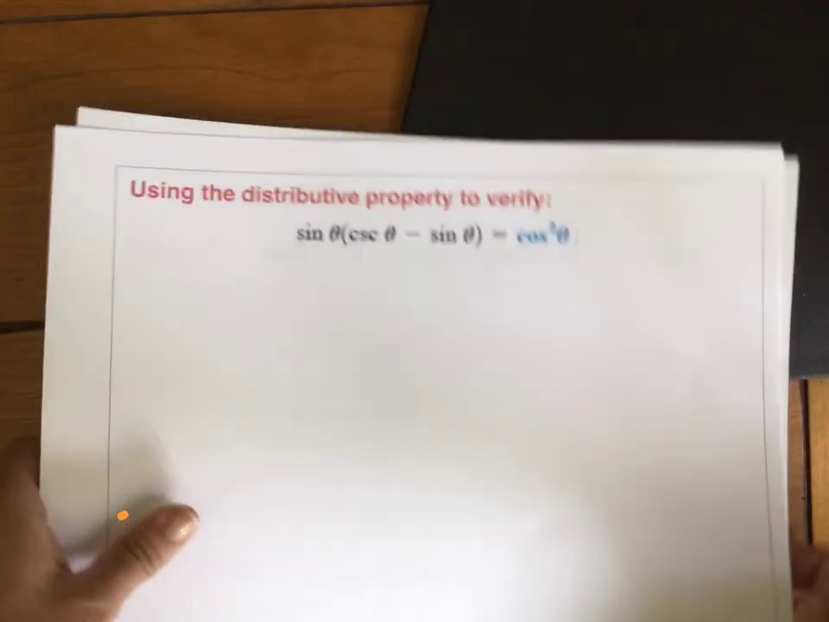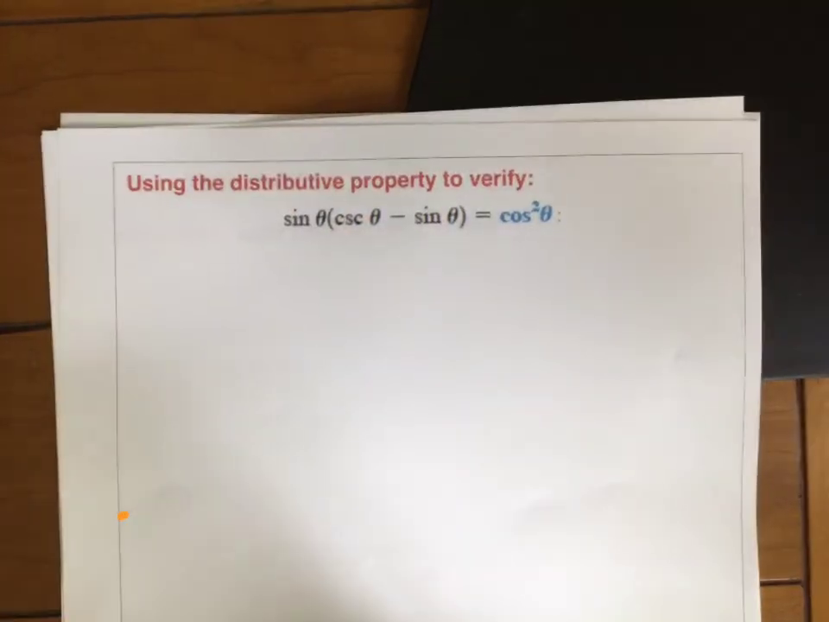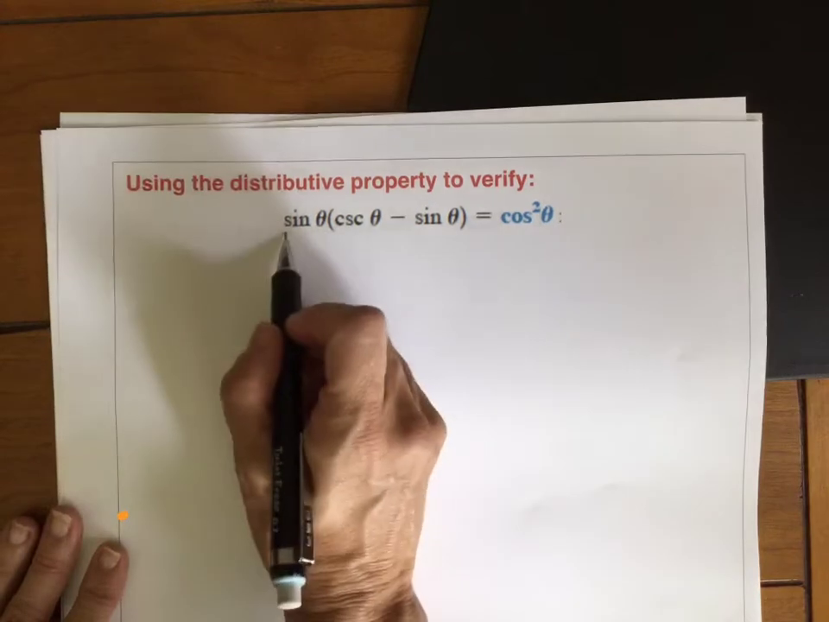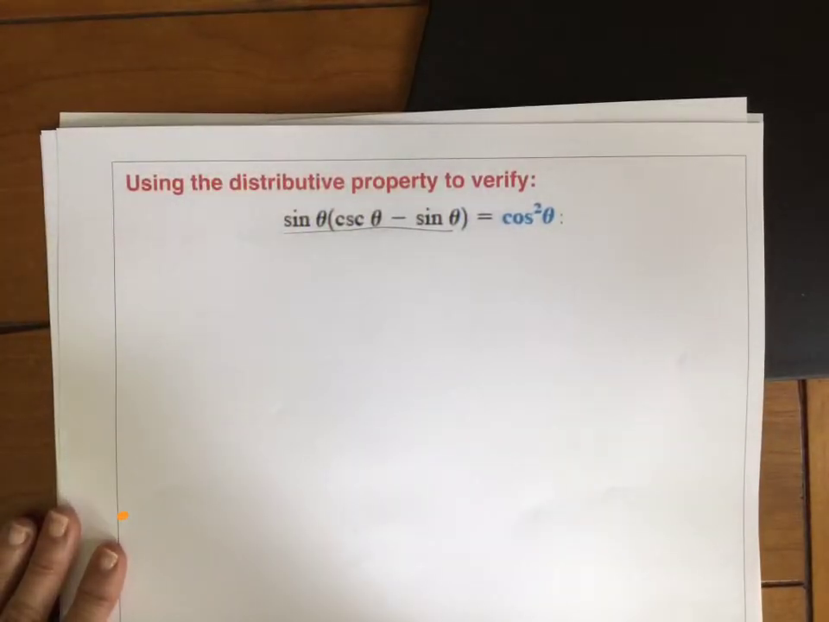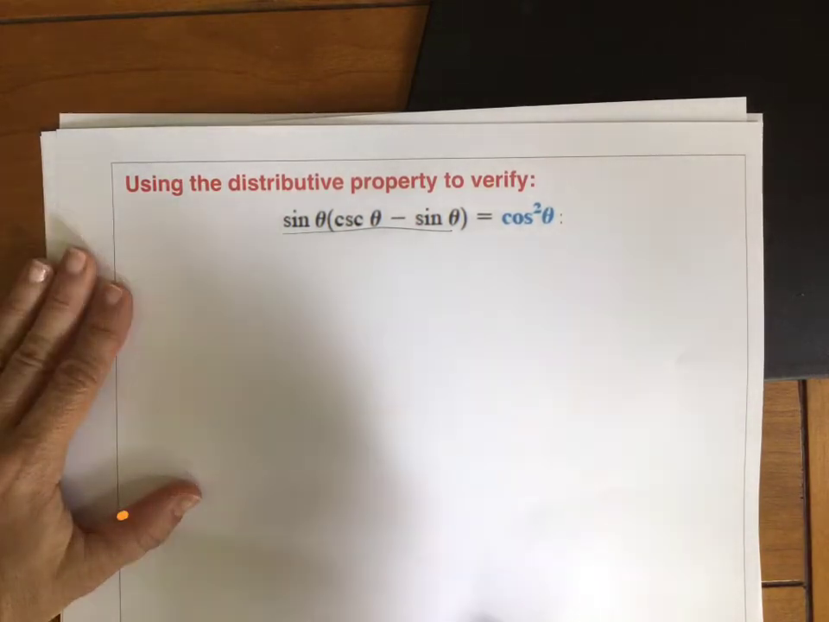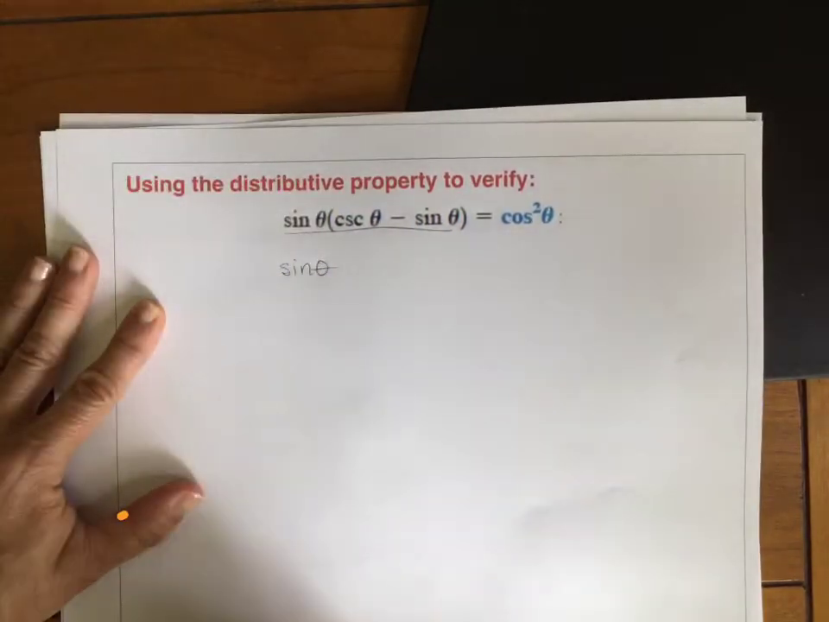So let's try one. And you'll notice it'll say up at the top, like use distributive property to verify. Use algebra is basically what it's saying. Like we're going to look at some common algebra techniques. But remember, first we want to pick which side we want to work on. And this black side over here is obviously the more complicated side. And then remember, we want to put everything in terms of sine or cosine. So I don't have to touch this. Sine of theta stays the same.